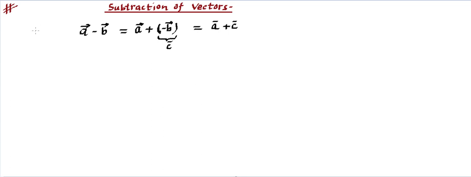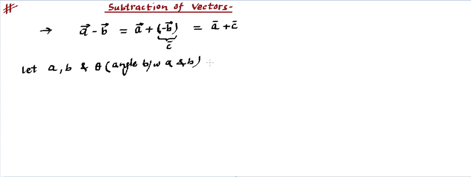Okay, let me illustrate a little bit more. We will be using the concepts of addition to get the subtraction of two vectors. Let's say what will be given to us: A, the magnitude of A, B, the magnitude of another vector, and the angle theta. Mind it, here theta is the angle between A and B. It is not the angle between A and minus B, rather it is between A and B. So this is given to us.